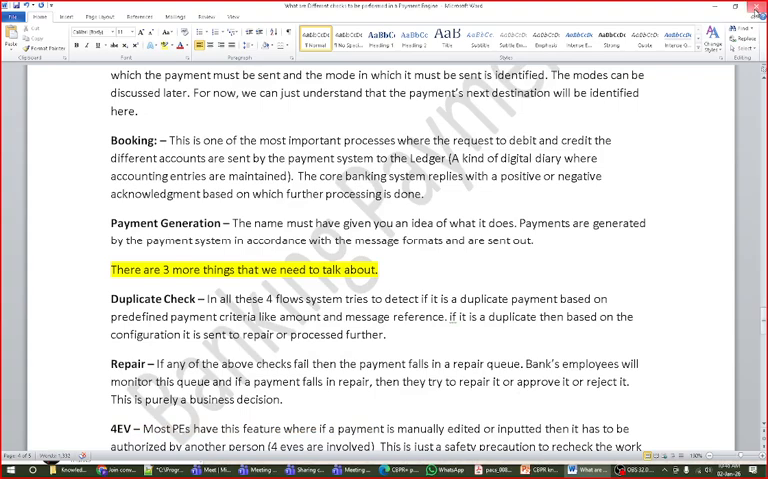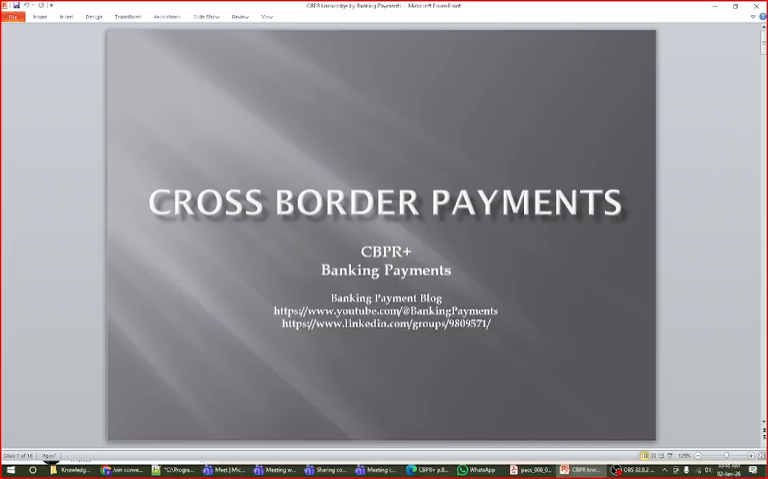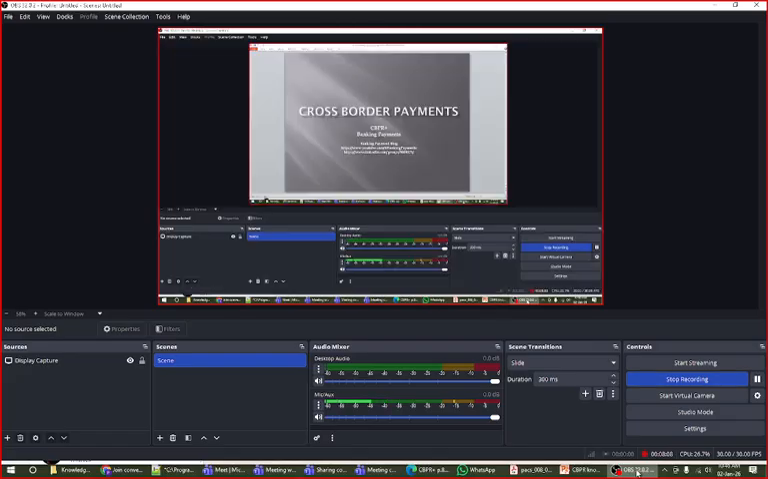Right now we'll start today with another topic: not the flow, but the ISO payment structure, which is discussed now.